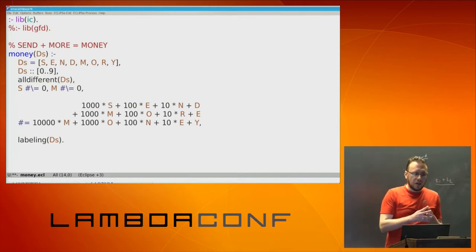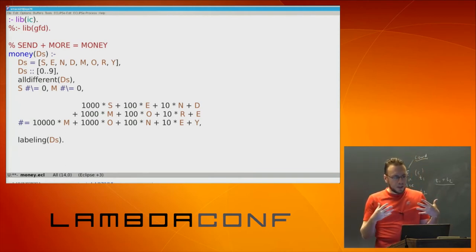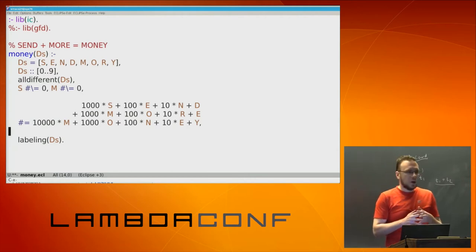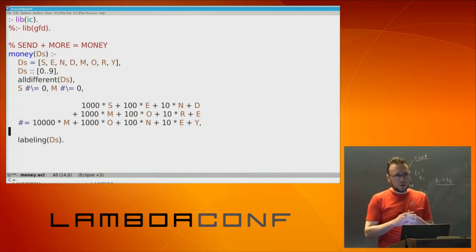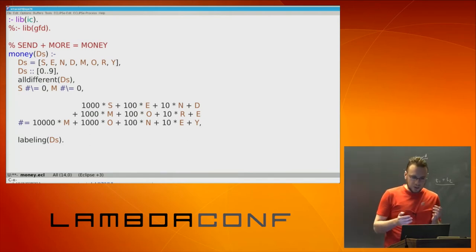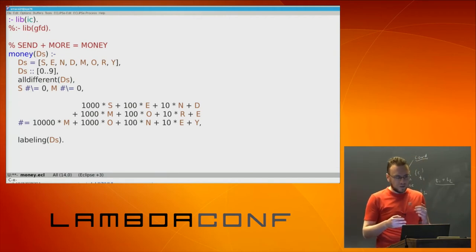And after that, we call labeling. Labeling is a predicate that instantiates variables. It assigns concrete values to variables. In our factorial example, we didn't have labeling. But that's just because we were lucky. Constraint propagation was able to instantiate variables by itself. But it's not the case in general. We must call labeling.